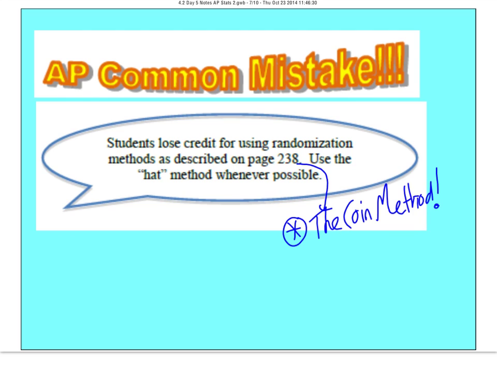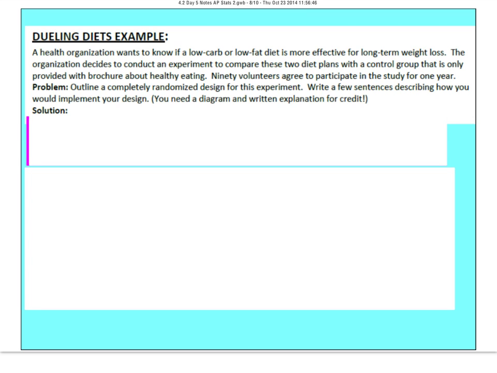It said on page 238, the coin method isn't really good. Use the hat method. It's the most simple way to do it and not screw things up. Let me show you how to explain to the AP board a completely randomized experiment and get full credit.